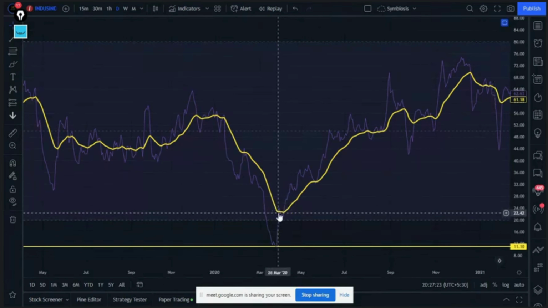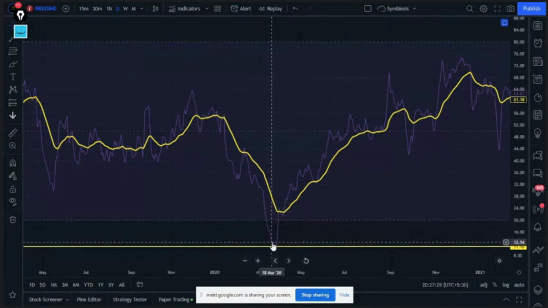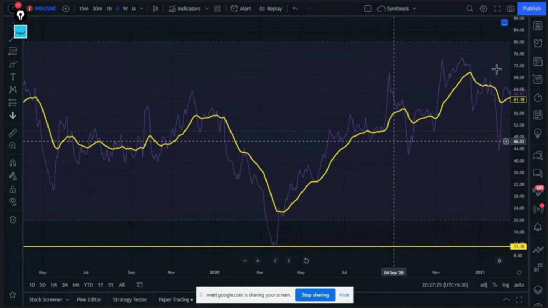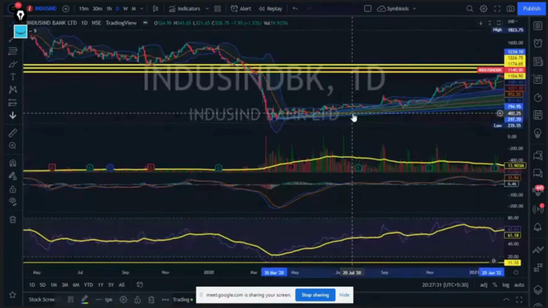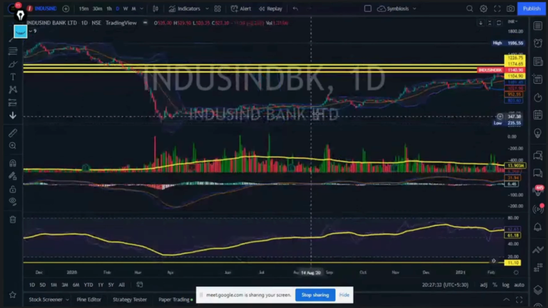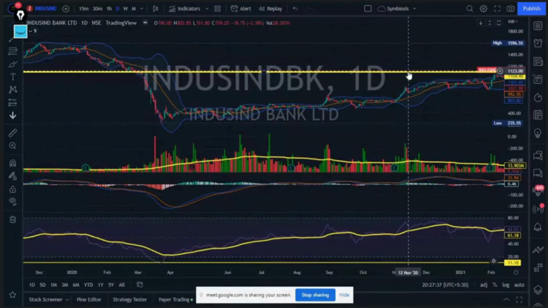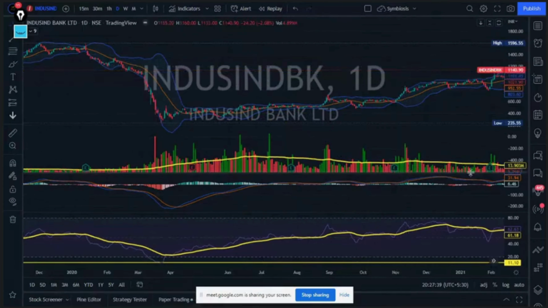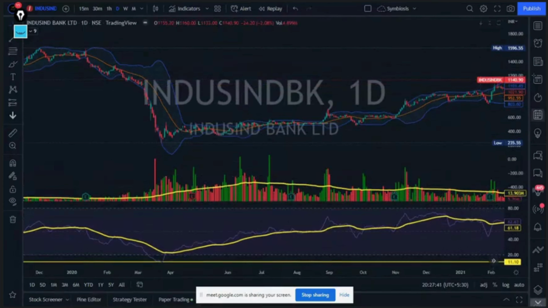11. Yes, it is at 11. And this is exactly on, say, 23rd of March when it was the lowest. Now, this is an oversold situation. I will remove all these lines for the time being. Now check.